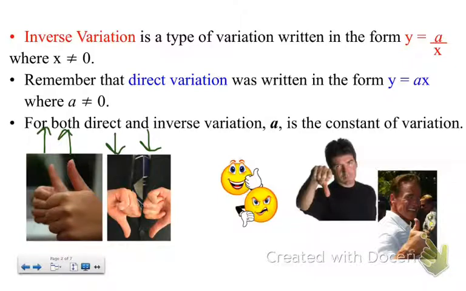Inverse variation is the opposite. If x is increasing, then y is decreasing. Or if x is decreasing, then y is increasing. So it's always going to be the opposite, right? One good example is driving: the faster your speed, the more gas you're using, so the less gas you have in the tank. That would be inverse variation.